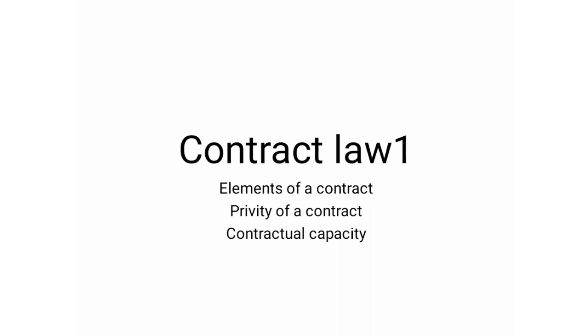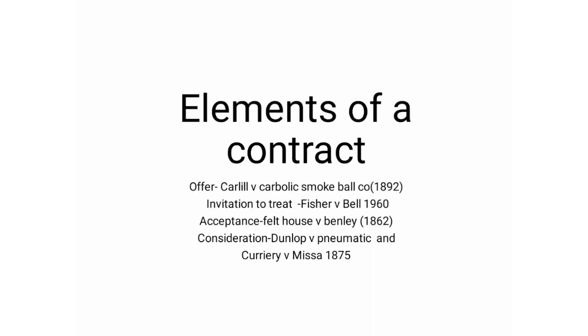So in contract law 1, we have three main topics. The first one is elements of a contract, then we have privity of a contract, and we have contractual capacity. First things first, we are going to look at elements of a contract. But before we go into the details, what is a contract?